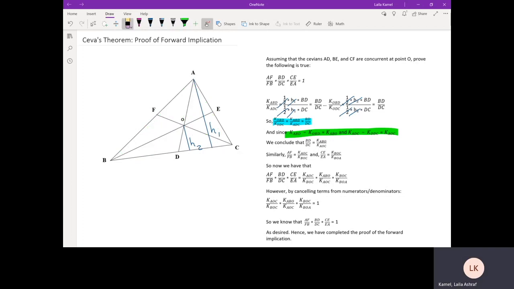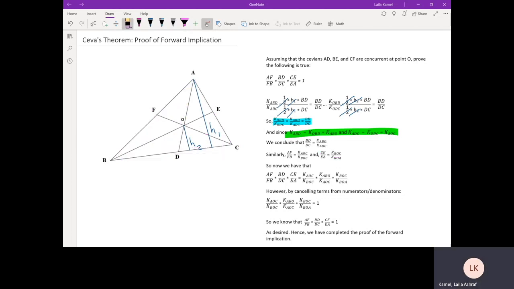Once we conclude that, we know that similarly, the ratio AF over FB would be the ratio between triangles AOC and BOC, and that the ratio between CE and EA would be the ratio between triangles BOC and BOA. So these ratios we will use.